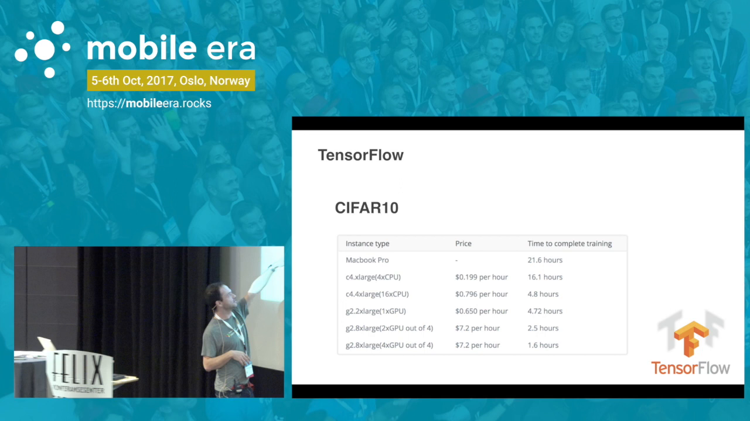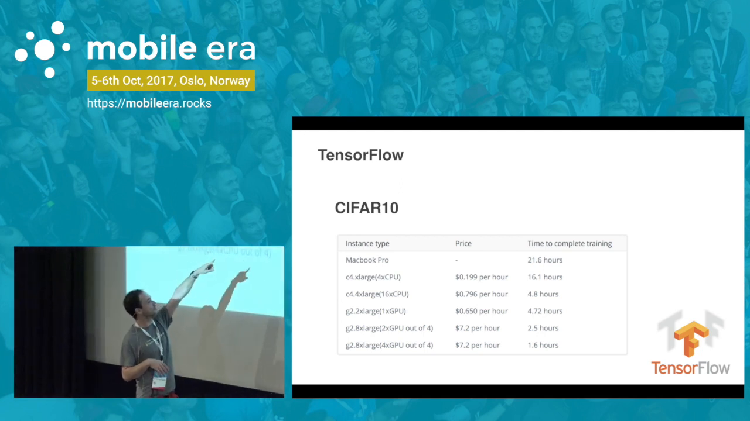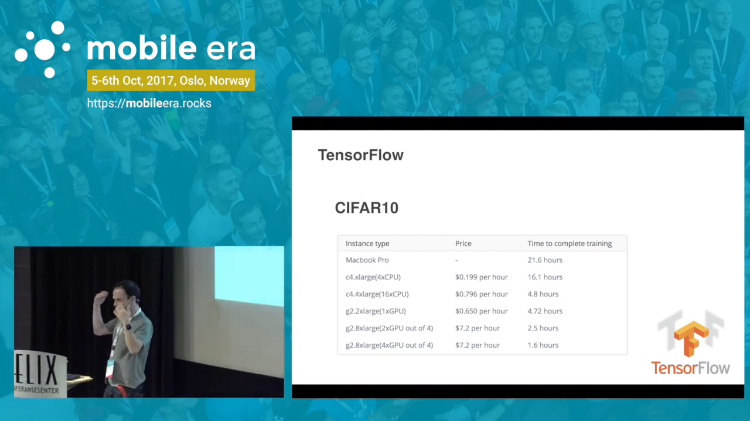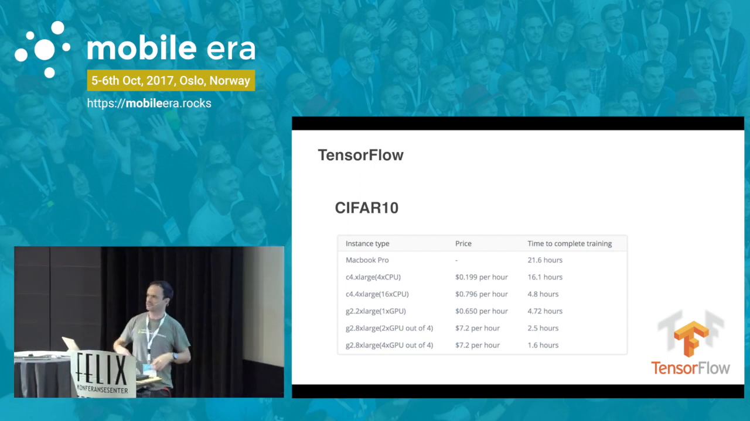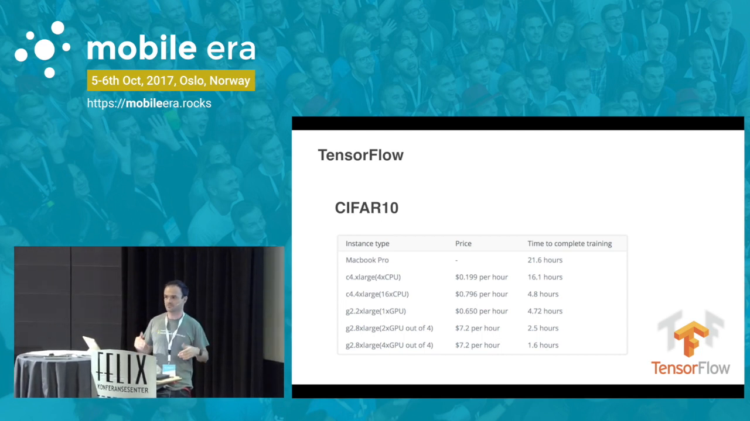Something very interesting here is that we need 16 CPUs in order to achieve the same time as one GPU. So I also had the same idea: I have a very nice desktop, I will train it there. But if you can have a dedicated GPU, it goes way faster. It's specialized in this kind of operation.